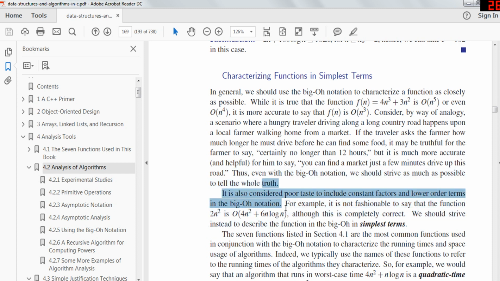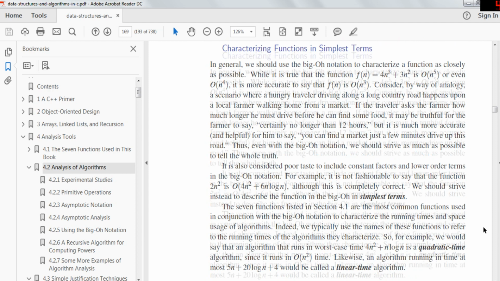Alright, it's also considered poor taste to include constant factors and lower order terms in big O notation. For example, it is not fashionable to say that the function 2n squared is O of 4n squared plus 6n log n. Although this is completely correct, we should strive instead to describe the function in big O in simplest terms. The 7 functions used in section 4.1 are the most common functions used in conjunction with big O notation to characterize the running time and space usage of algorithms.